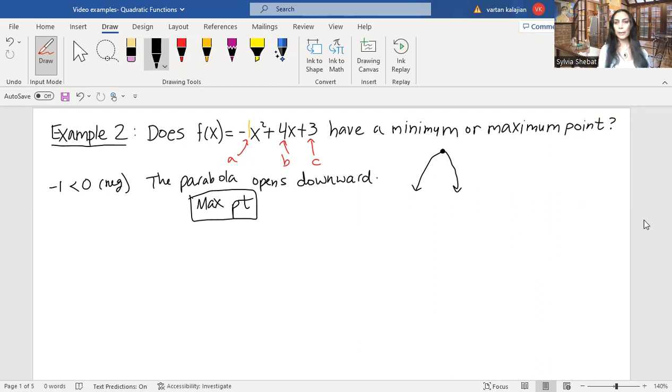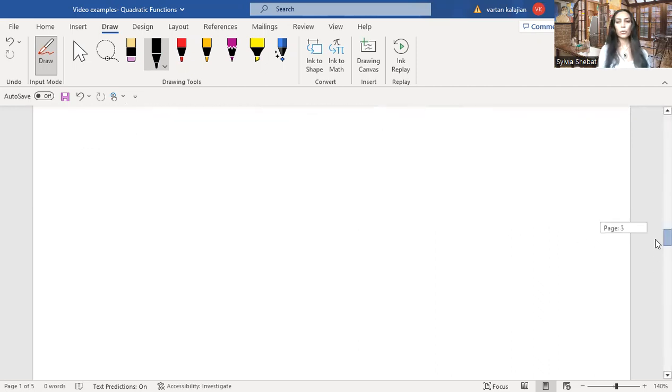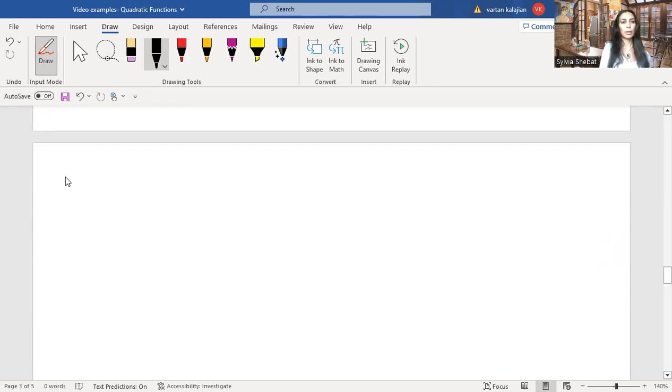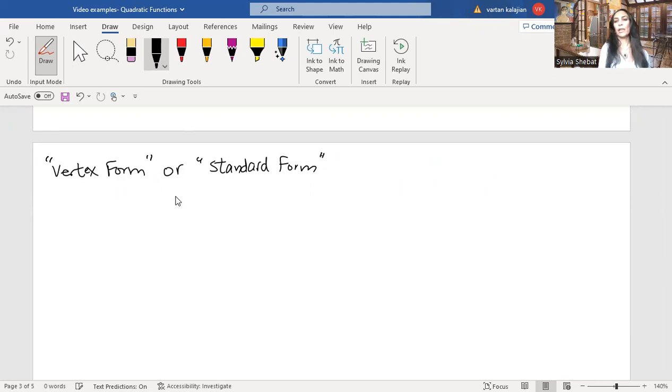Okay, so next I'm going to talk a little bit about the vertex form of a parabola, of a quadratic function. So vertex form, or it's also known as standard form, but I prefer to call it vertex form because you'll see why in a few minutes. I think it's more suitable for what the function offers.